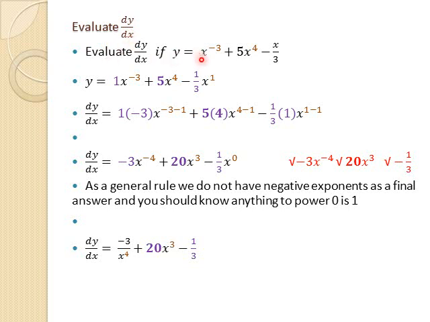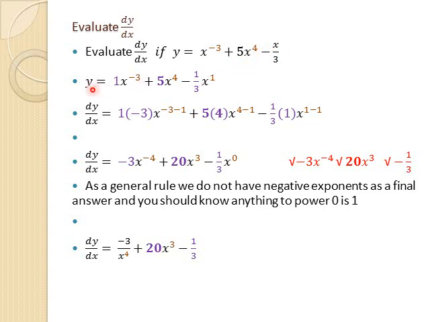Let's look at the fourth problem. Evaluate dy/dx, if y = x to the power negative 3 plus 5x^4 minus x over 3. First I'm going to write it in the format so that I can factorize. So I assume you know that is 1x^(-3) plus 5x^4. And for x over 3, if I take x away, there's a 1 in front, so that's 1 over 3 x to the power 1. So x just goes to the side.